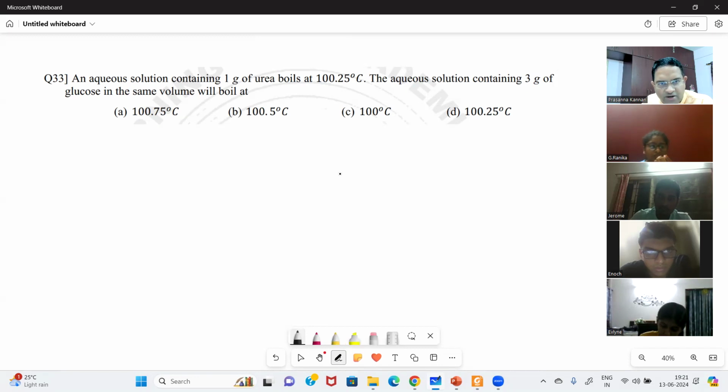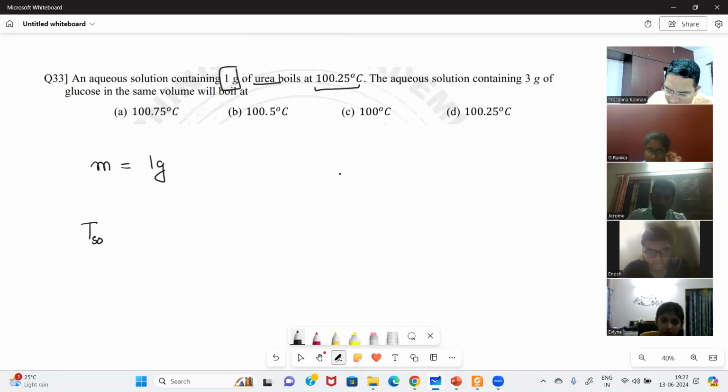So an aqueous solution containing 1 gram of urea. What is the mass of the solute? Enoch? The solute is urea. So what is the mass? 1 gram, right? Okay. And at what temperature does the solution boil? 100.2 degrees Celsius. So the boiling point of the solution is given.